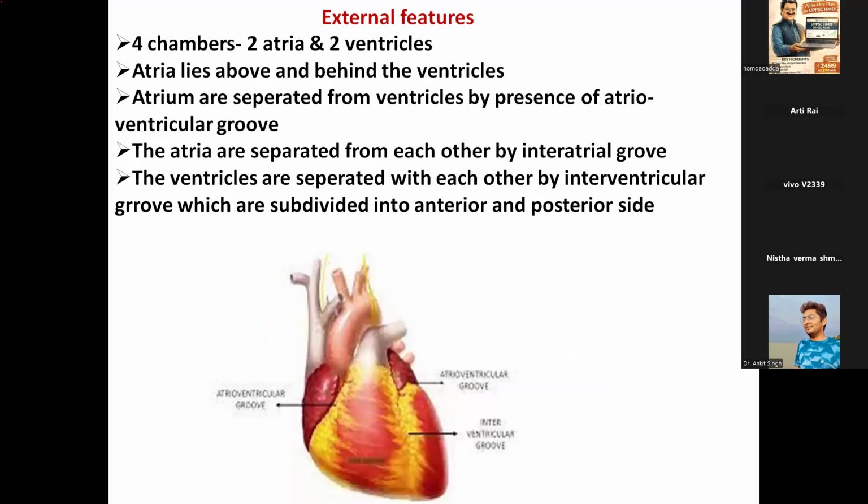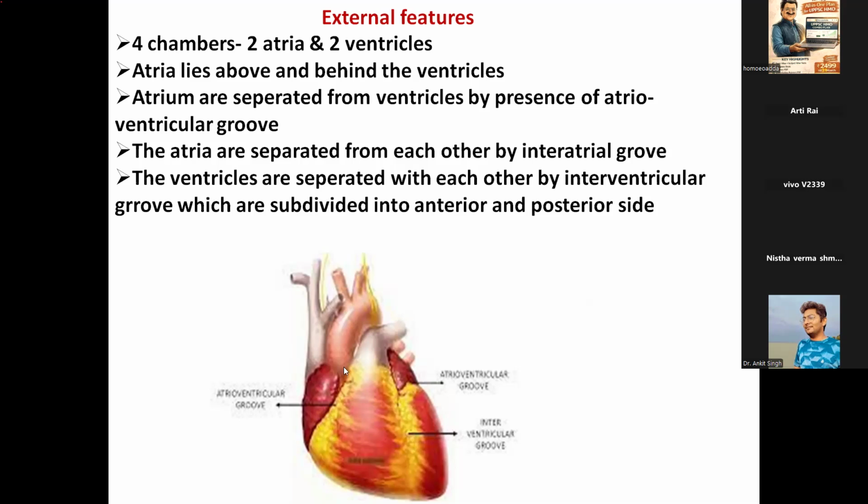Now, slowly and gradually, we are going into the insights of the anatomy of the heart, right? So first we are looking at the external features. As you can see, this is the heart. Currently, in this picture, you are viewing the heart from the anterior side, the anterior aspect. The heart has four chambers, two atria and two ventricles. Right? The atria lie above and behind the ventricles.